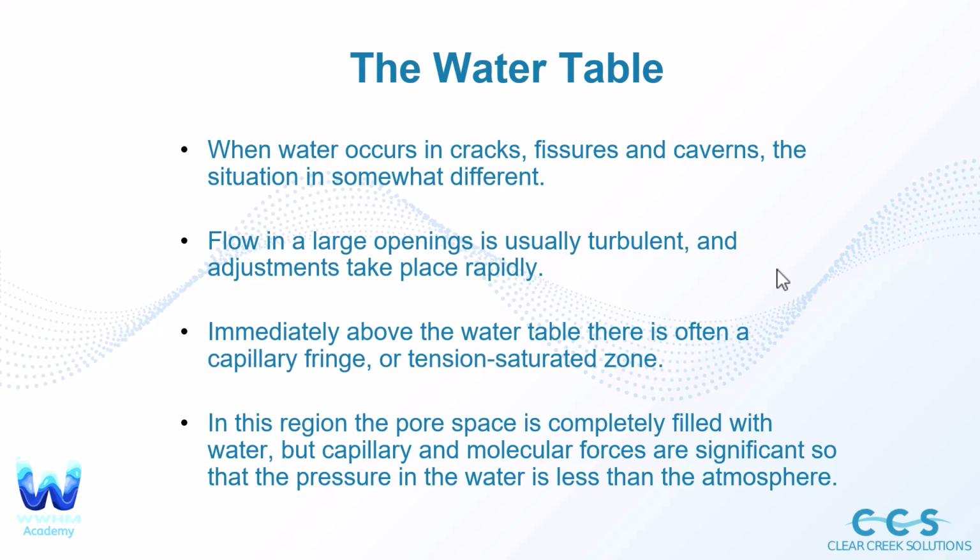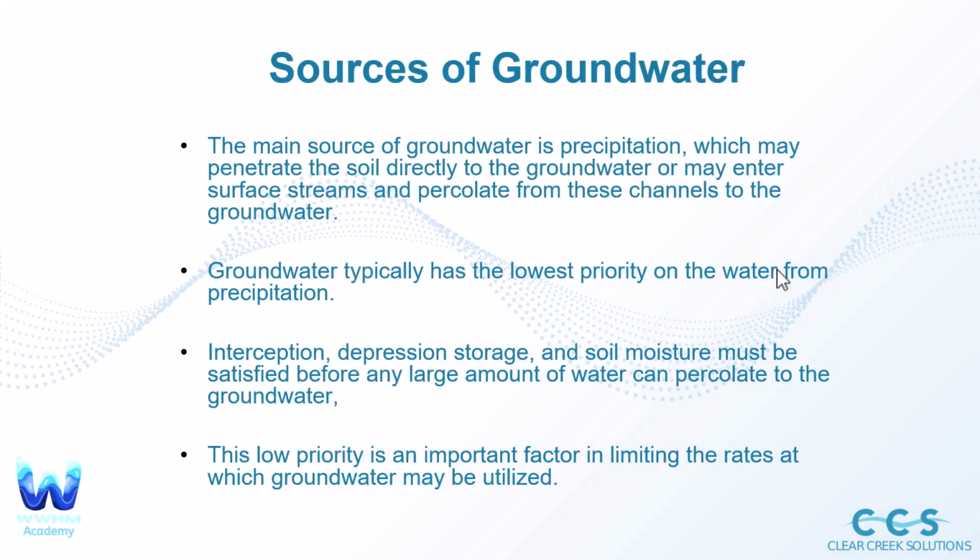In this region, the pore space is completely filled with water, but capillary and molecular forces are significant, so that the pressure in the water is less than the atmosphere. And then for the sources of groundwater, the main source of groundwater is precipitation, which may penetrate the soil directly to the groundwater or may enter surface streams and percolate from these channels to the groundwater.